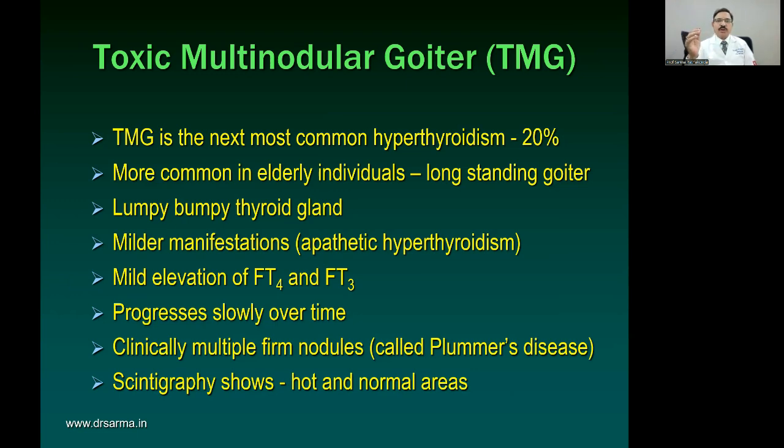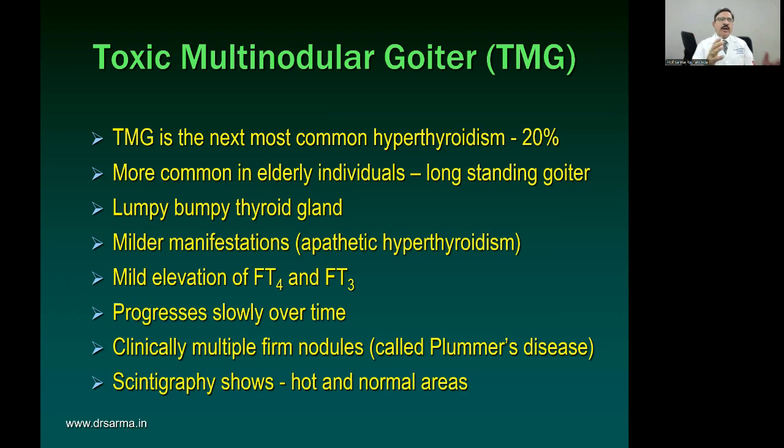Milder manifestations are apathetic hyperthyroidism. That means hyperthyroidism will be very subdued and not very obvious. So toxic multinodular goiter is not very frightening, unlike Graves' disease. The hyperthyroidism may be very apathetic or indolent. Mild elevation of FT3 and FT4. Never do the total hormones, always do the free hormone. It progresses slowly over time. Clinically, multiple firm nodules are there. This is also called Plummer's disease.